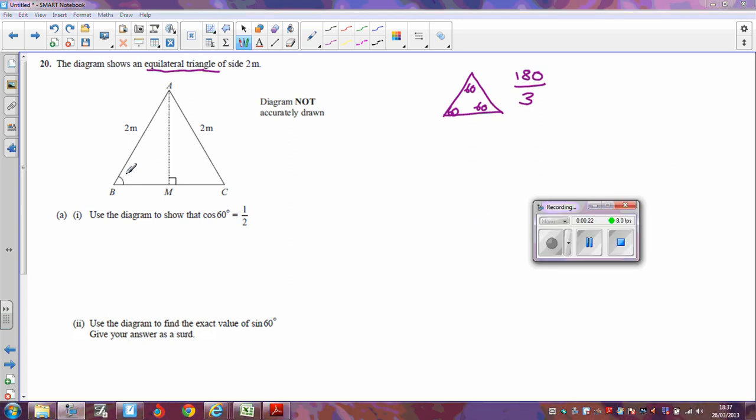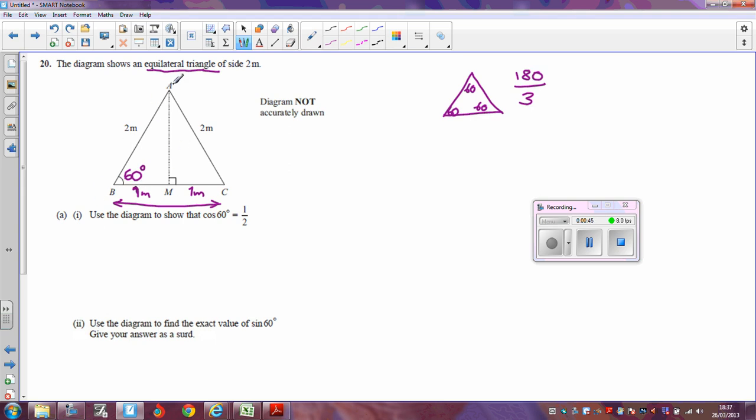Okay, so if we look at this angle here, then that is going to be 60 degrees, and we're trying to find cos 60 degrees. Now, this line from A to M is actually a line of symmetry, and if it's 2 meters all the way from B to C, which it must be because it's an equilateral triangle, then this must be 1 meter here, and this must be 1 meter as well. So let's have a look.